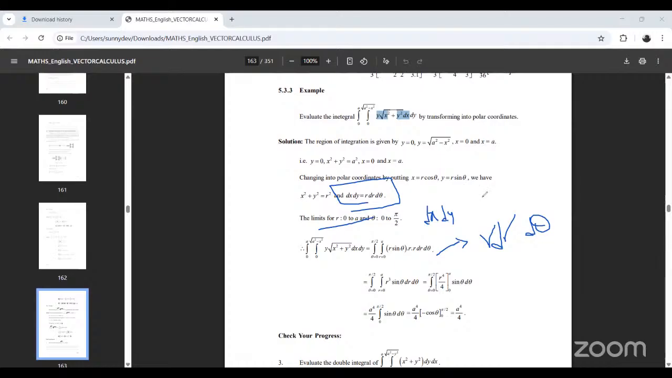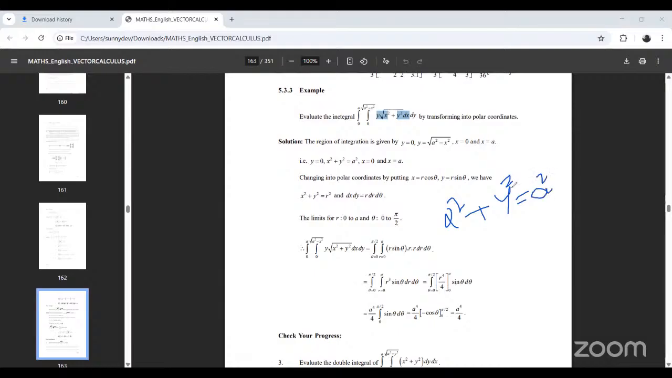Now we know that for the circle, suppose x square plus y square equals a square, you know. So x square plus y square equals a square. So the radius becomes a. In the same way, the radius is r equals 0 to a. Then theta is 0 to pi by 2. So the theta limits are 0 to pi by 2 and the radius is r equals 0 to a.